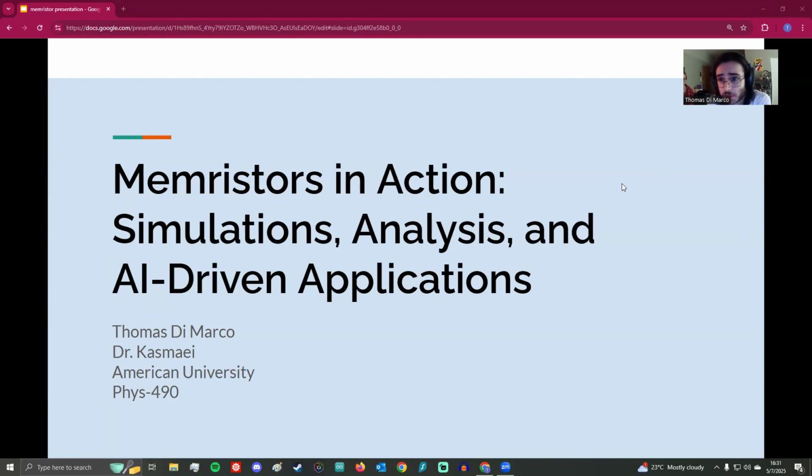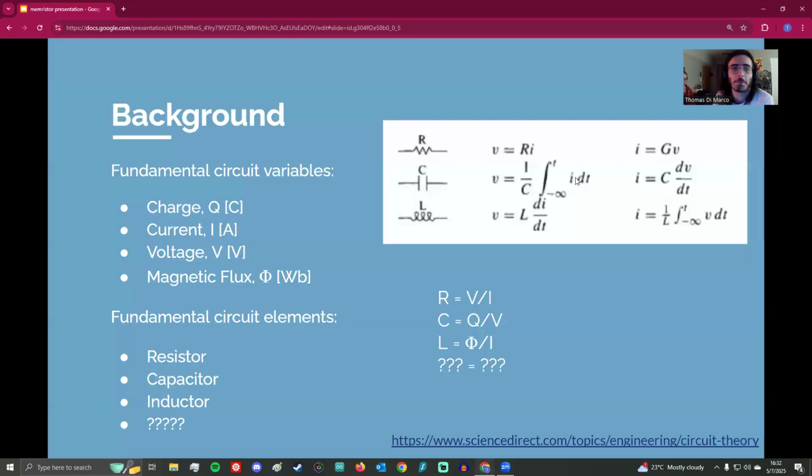So over the last semester and some change, under Dr. Kasmaei, I have been studying the electrical and physical properties of memristors, and I've been simulating them numerically with computational tools, basically Mathematica. I have looked into some of the real-world applications and even more novel AI-driven applications. So let's get into some background.